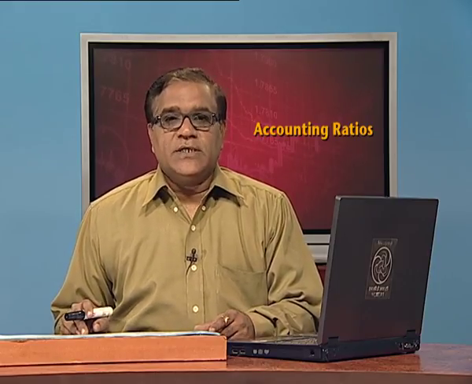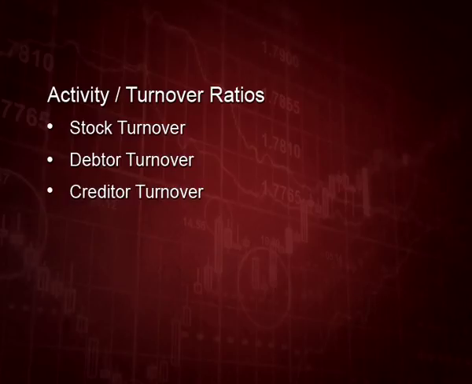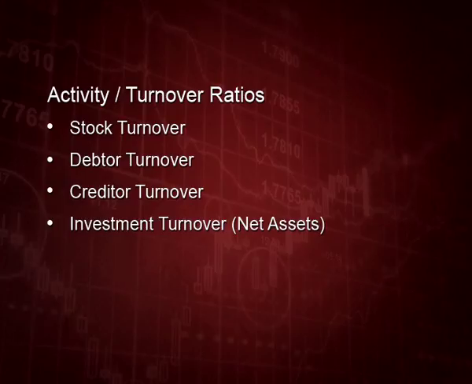There are 6 ratios under this category. First, stock turnover ratio, second, debtor turnover, third, creditor turnover, and next is investment turnover, or you can say net asset turnover.